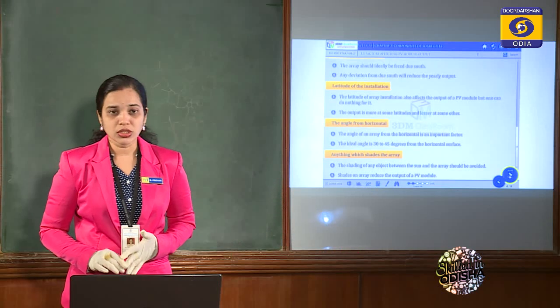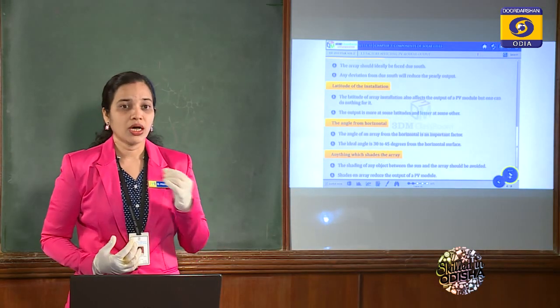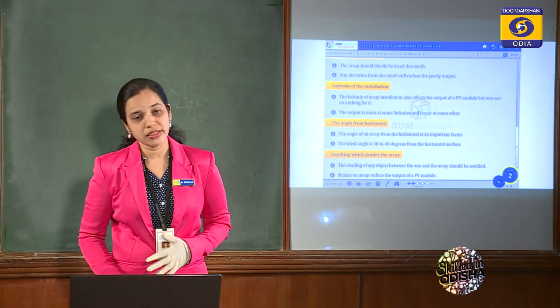Whether you install on the rooftop or on open ground, the orientation must be to the south direction, and the angle from the horizontal or from the ground level must be 30 to 45 degree, so that the solar panel can receive the maximum solar energy and sunlight, and it converts it to electrical energy.